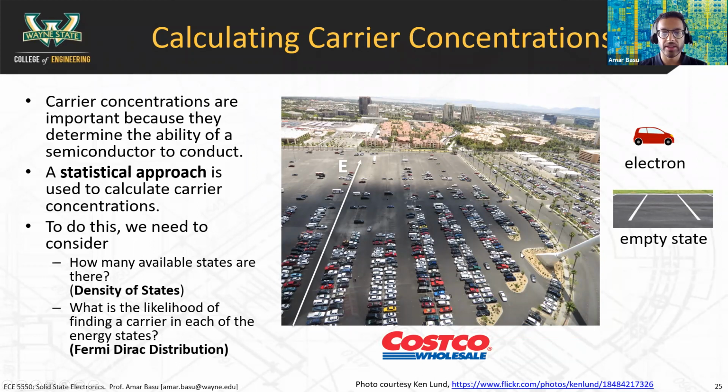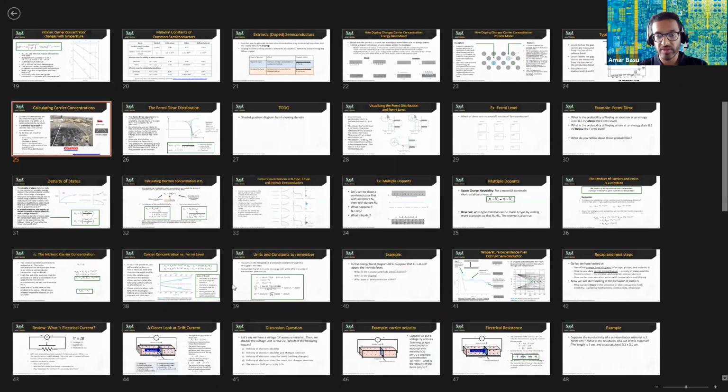The parking lot analogy is we count up the number of parking spaces, and then we figure out the probability that each of the parking spaces is full. That's how we come up with an estimate of the total number of cars in the parking lot. In a semiconductor, we want to find out the number of electrons in the material. More specifically, we want to find the density of electrons, meaning how many electrons we have per cubic centimeter of semiconductor material. And the more we have, the more conductive the material is.